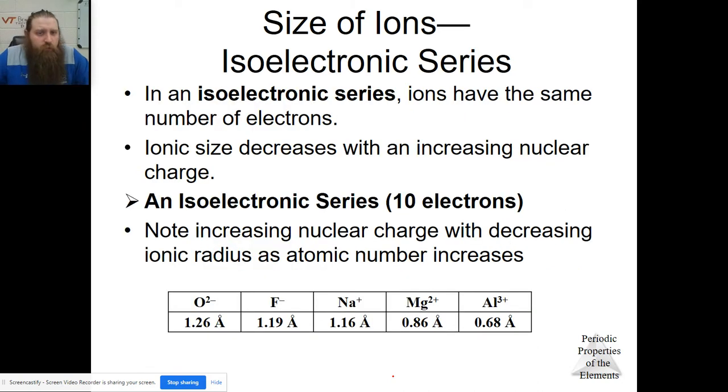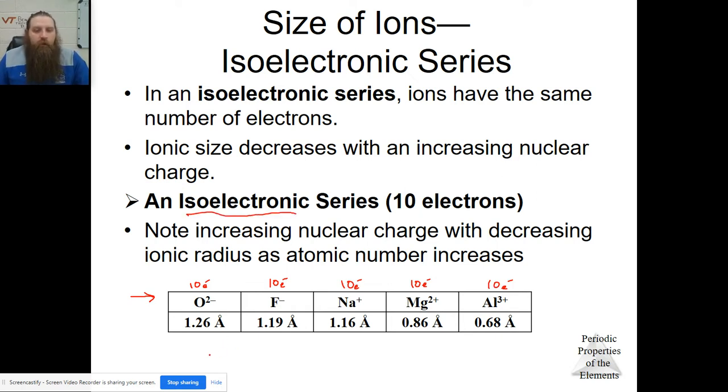Now, something new is called an isoelectronic series, and we can compare trends among isoelectronic atoms because they have the same number of electrons. So what we'll notice is that ionic size is going to decrease with an increasing nuclear charge. Again, that makes sense, right? More effective nuclear charge equals smaller sized atoms. So it stands to reason that the same thing would be true in ions. So here is an isoelectronic series. All of these have exactly 10 electrons. And if they have the same number of electrons, we call them isoelectronic.